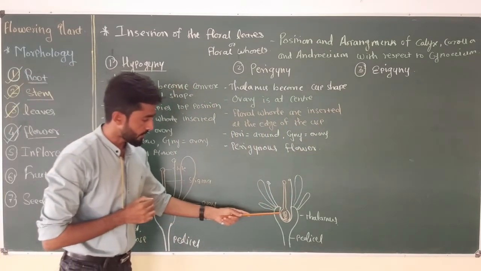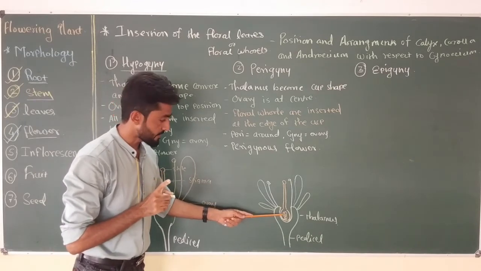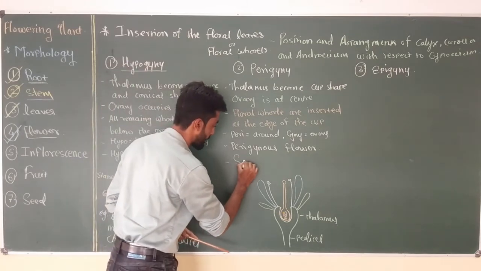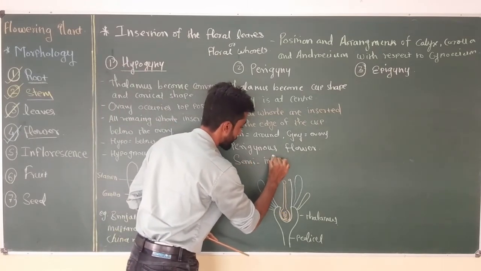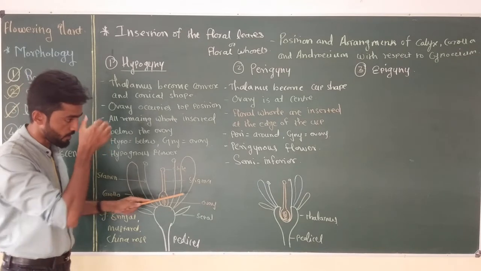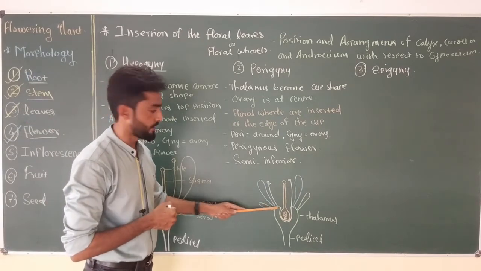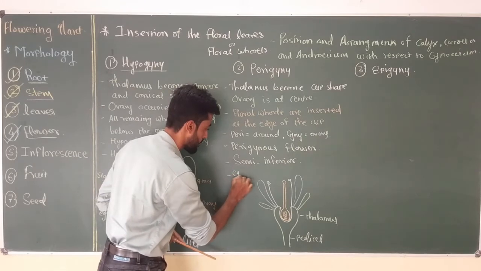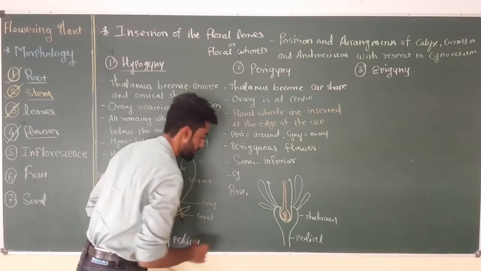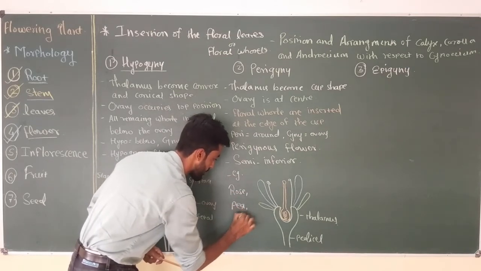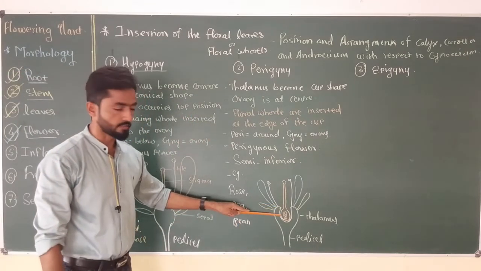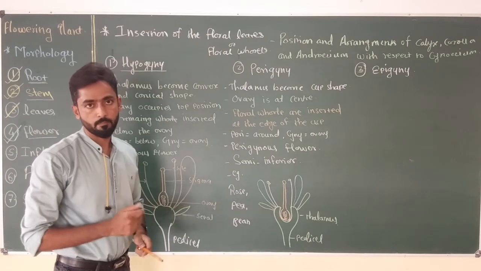Okay, and you can find in this type ovary is present semi inferior or semi superior. Okay, so the position of the ovary is semi inferior. In hypogyny ovary is superior, but now ovary becomes semi inferior, and well known example of this type of plant is rose, then pea plants and bean plants. Okay, so they show perigynous type of arrangement in the flower.